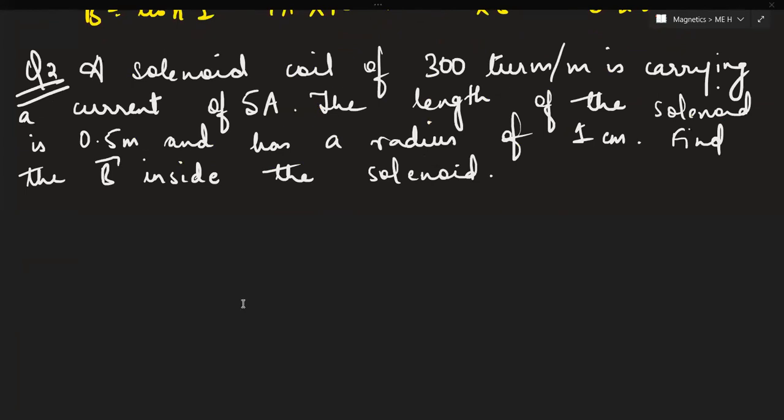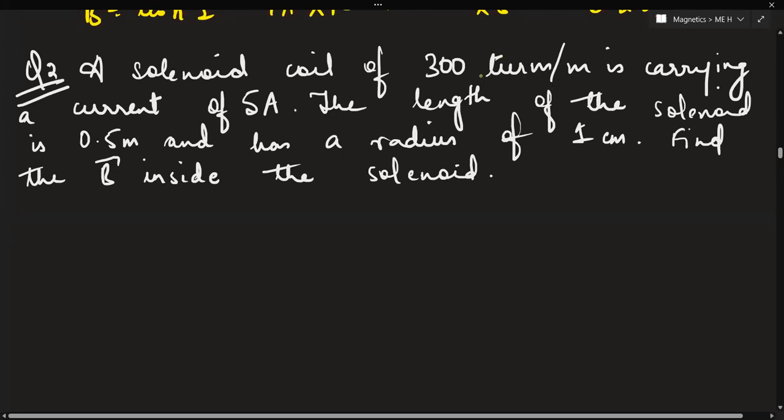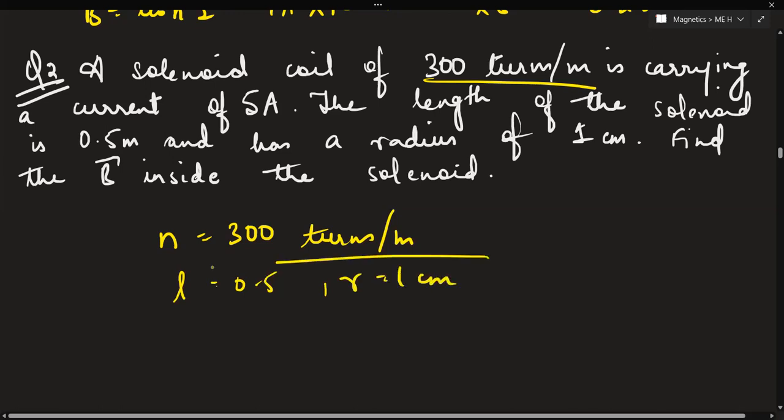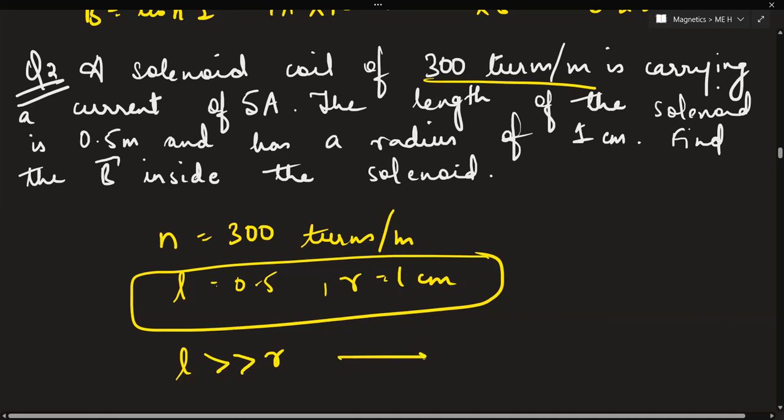Now C class, here number of turns per unit length, 300 turns per meter, is given. So no need to convert it or write it. Small n is given to you this time, not capital N. Capital N divided by L is given to you, 300 turns per meter. Length is 0.5, radius is 1 centimeter. Why is this data given in both the questions when it is not utilized? Reason is that this just shows that length is greater than the radius. It means it is a long solenoid. Just for this fact only, the radius and length are given. Current is given 5 ampere, the same current.